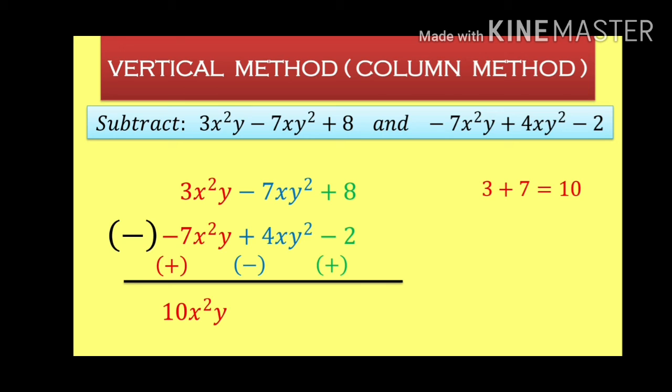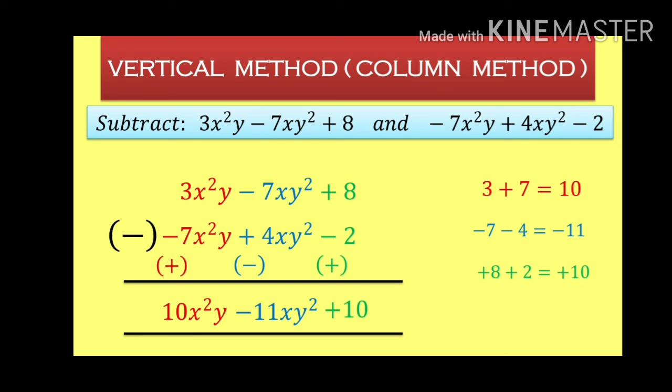And we have minus 7 and minus 4 to count. We will not count plus 4 in the second part. So we have minus 7 minus 4, we get minus 11xy squared. And for the last one, instead of minus 2, we will count plus 2 now. So that becomes plus 8 plus 2, plus 10. In this way, we have to solve the subtraction problem in the column method. Here we have to be very careful whenever we multiply the negative sign. All the signs have to be changed. Then only can we follow the integer rules.